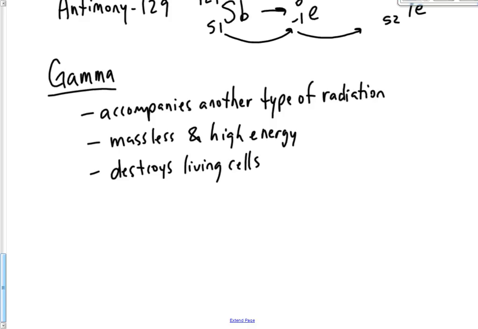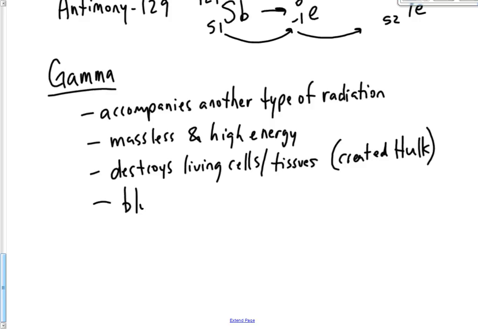Also, if you're a comic book fan, it created the Incredible Hulk, if you've seen any of the Avenger movies or any of those type of movies. So gamma radiation, it's either going to kill you or it's going to make you into a big green angry monster. Okay, that's pretty much it. This is blocked by lead. So if somebody was shooting gamma radiation at you, you better get behind some sort of lead block.